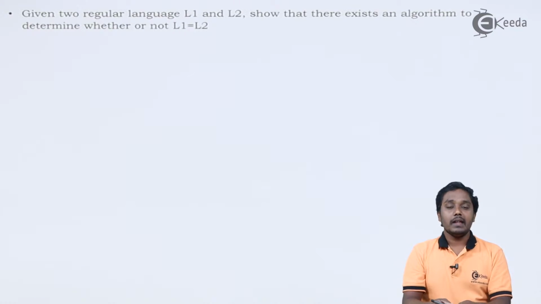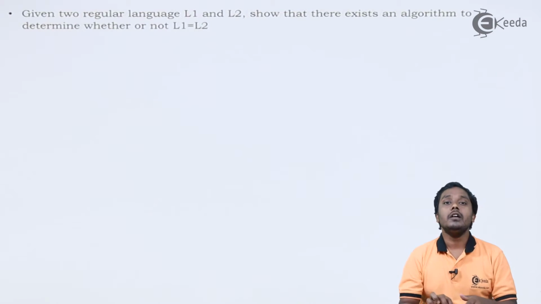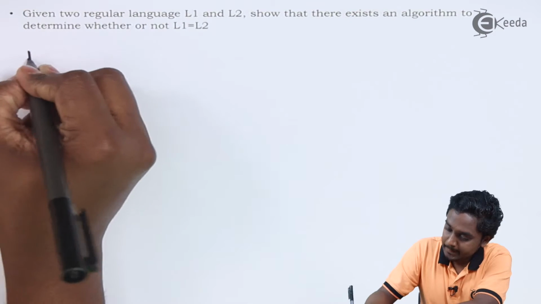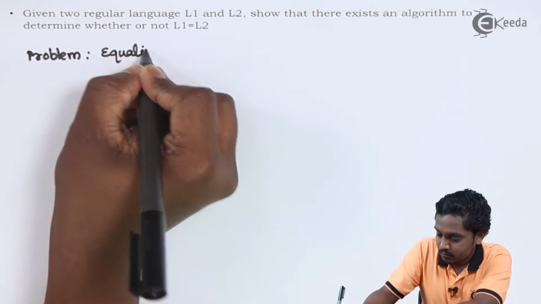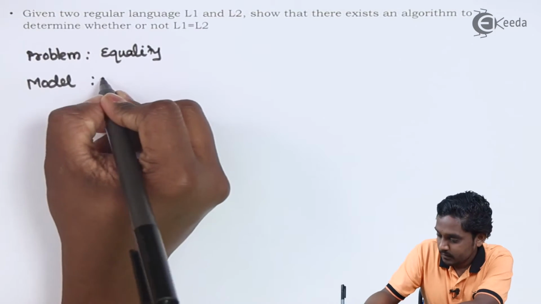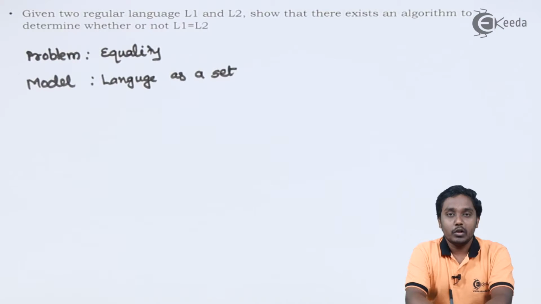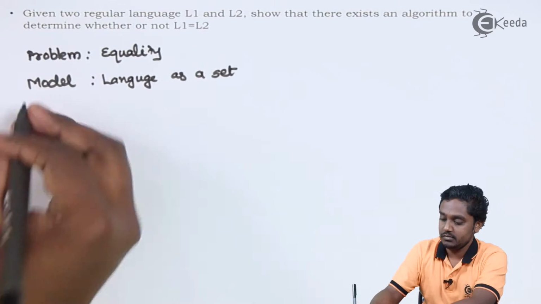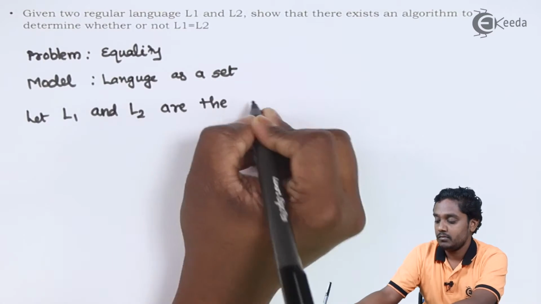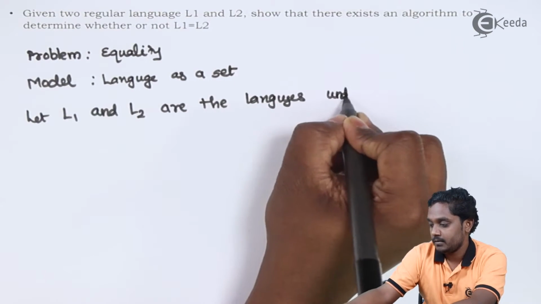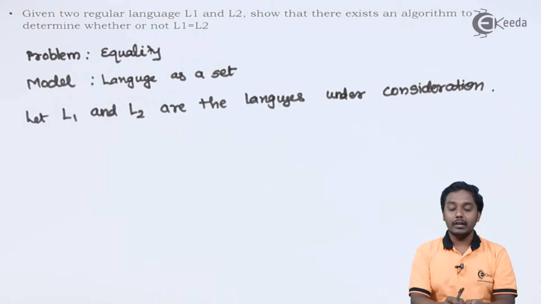Given two regular languages L1 and L2, our aim is designing an algorithm which proves that the two languages L1 and L2 are equal. Here we are going to use the set theory model. As given in the question, let us say L1 and L2 are the languages under consideration. Let us see how set theory could be applied to prove that these two languages L1 and L2 are equal.